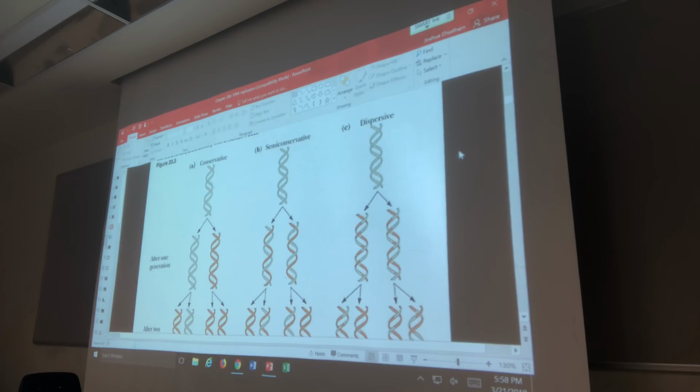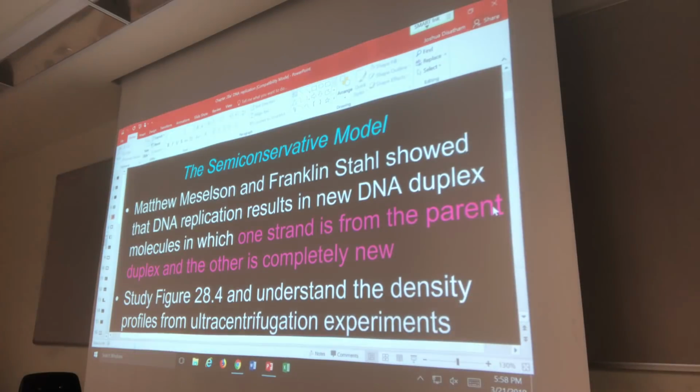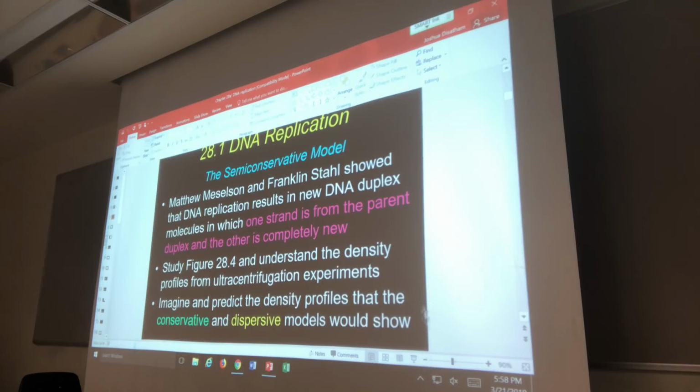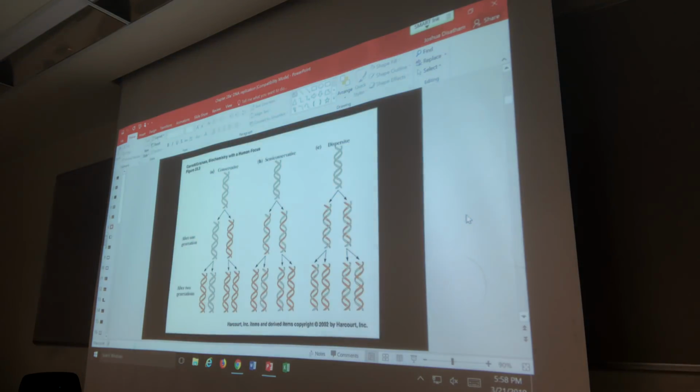So visually we can see what it would look like, but in terms of the lab, we can't see DNA doing this. So how did they figure out which one was which? They performed an experiment where they used a radioactive isotope. I believe the experiment is called the Meselson-Stahl experiment, which you are sometimes asked about on the exam. The Meselson-Stahl experiment.